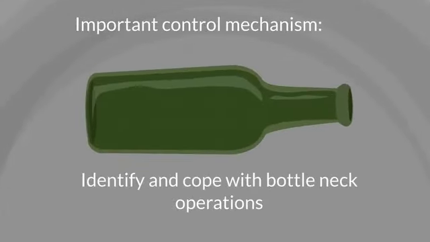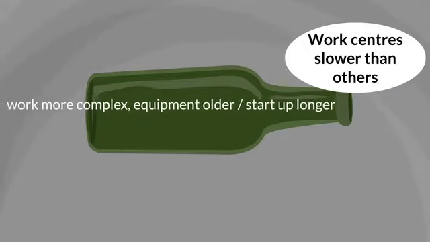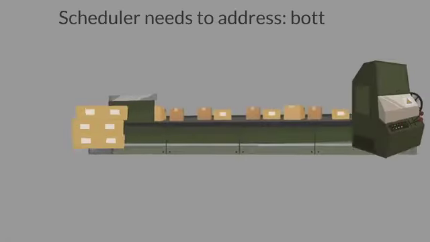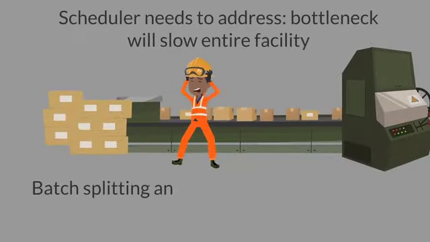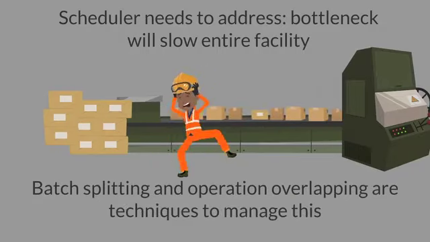A very important control mechanism is being able to identify and cope with bottleneck operations. These are work centers which are slower than others, and this could be for a number of reasons, such as the work at the bottleneck work center is more complex, or the equipment is older, or the startup time is longer, etc. But whatever the reason, the schedulers need to address this because a bottleneck work center will slow down the entire facility. Batch splitting and operation overlapping are some of the techniques used to manage this.